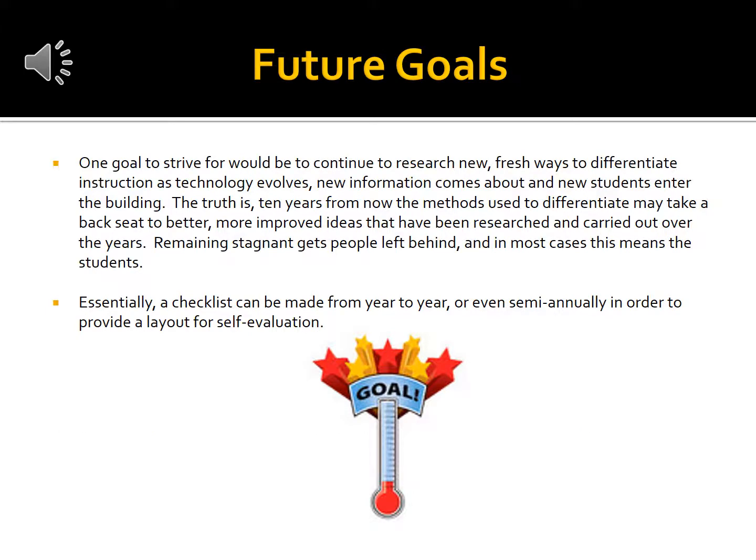Future goals. One goal to strive for would be to continue to research new, fresh ways to differentiate instruction as technology evolves, new information comes out, and new students enter the building. The truth is, 10 years from now, the methods used to differentiate today may take a backseat to better, more improved ideas that have been researched and carried out over the years. Remaining stagnant gets people left behind, and in most cases, this means the students. Essentially, a checklist can be made from year to year or even semi-annually in order to provide a layout for self-evaluation.